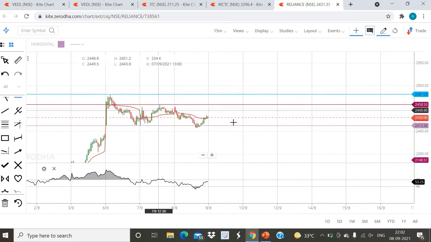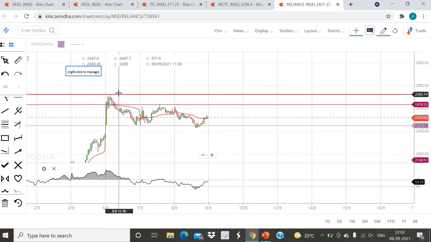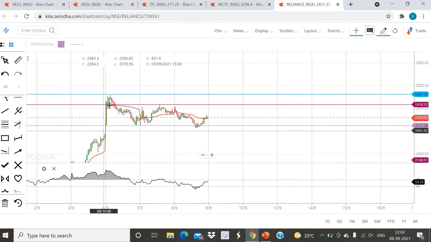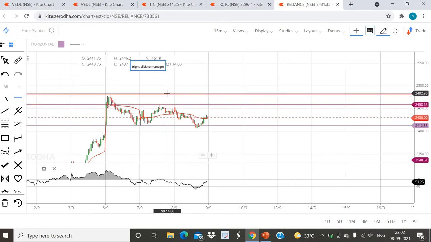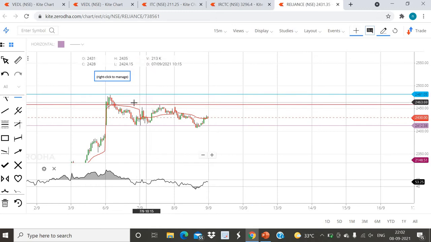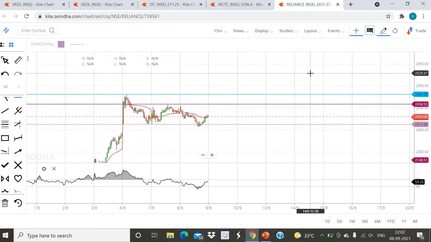You can clearly see that the level we have marked on the daily time frame, it took a resistance over here. Yesterday it took a resistance over here, dropped down. So the levels which you mark on the daily time frame will also work on 5 minutes time frame also.